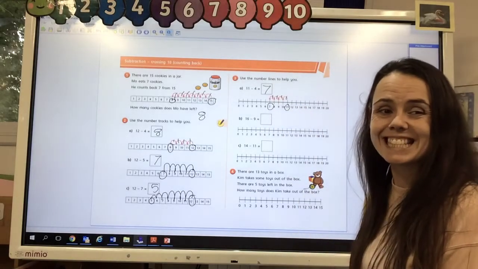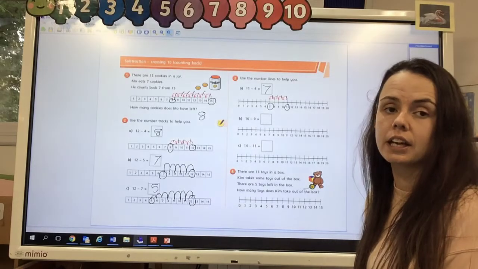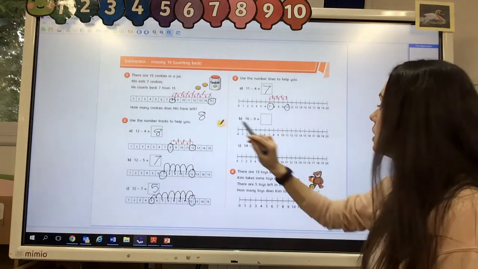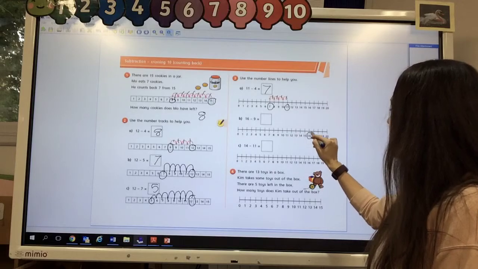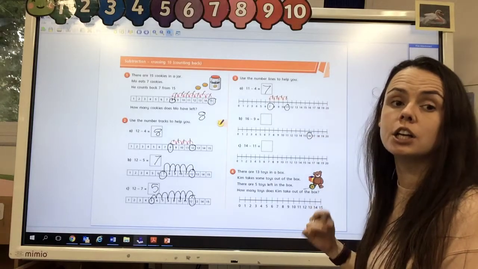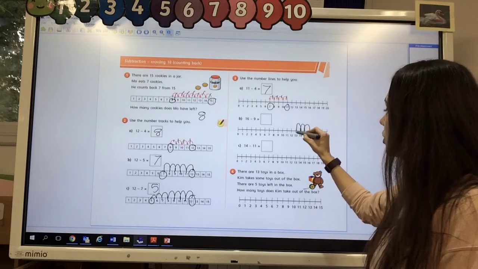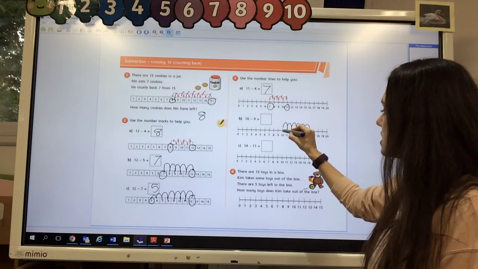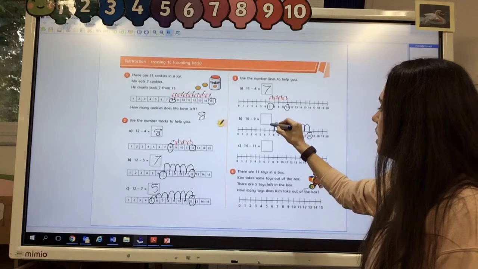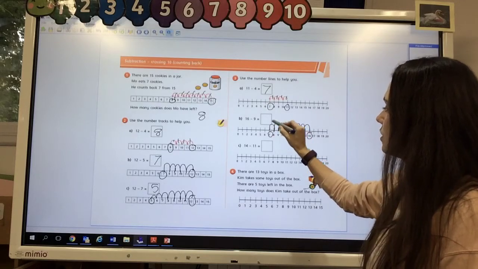This one is 16 take away 9. So we're going to go along and find 16. And how many are we counting back? 9. So 1, 2, 3, 4, 5, 6, 7, 8, 9. And we've landed on the number 7.